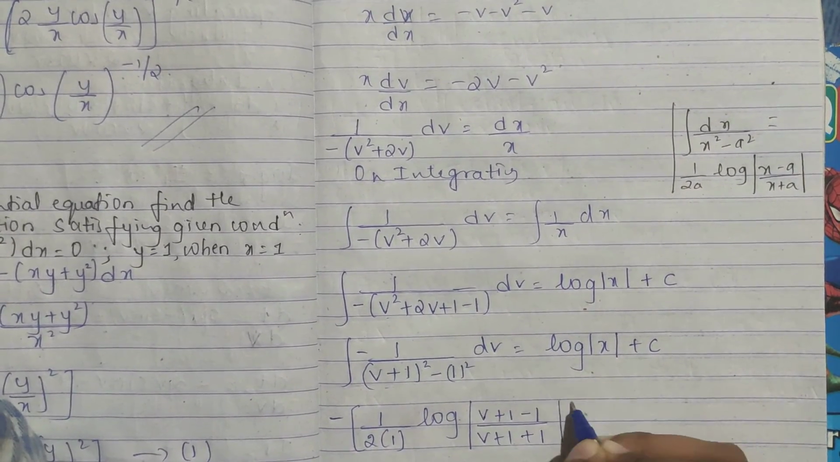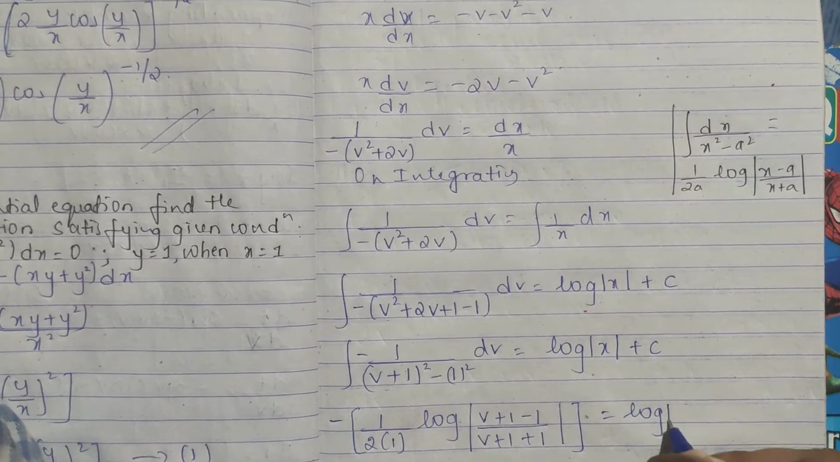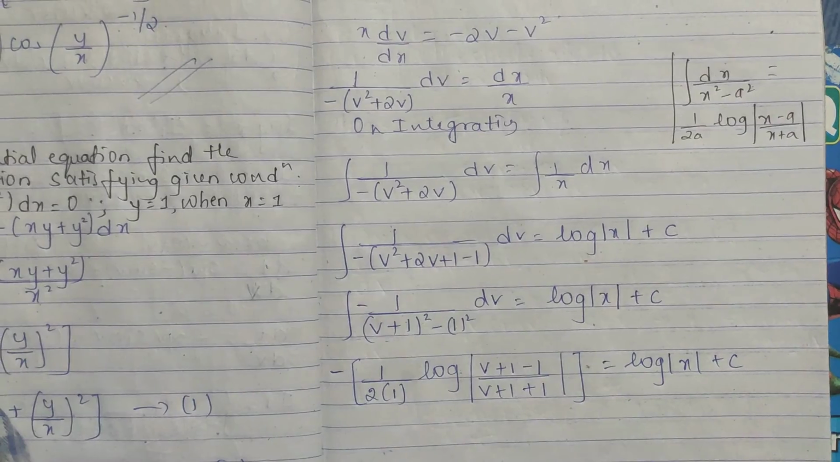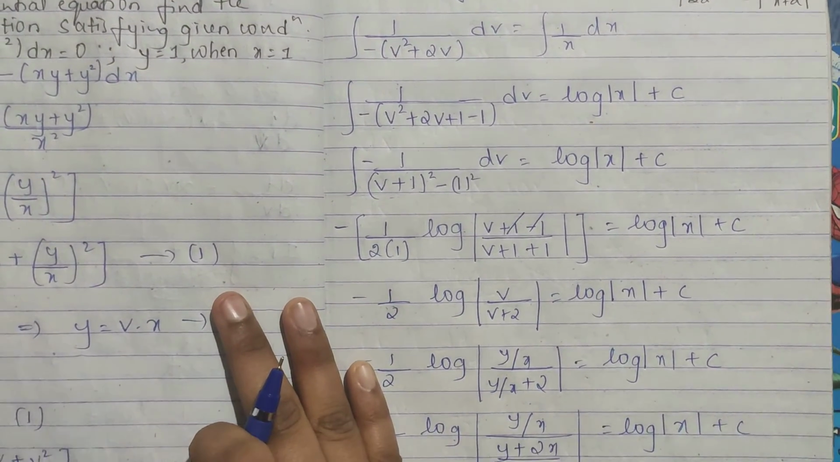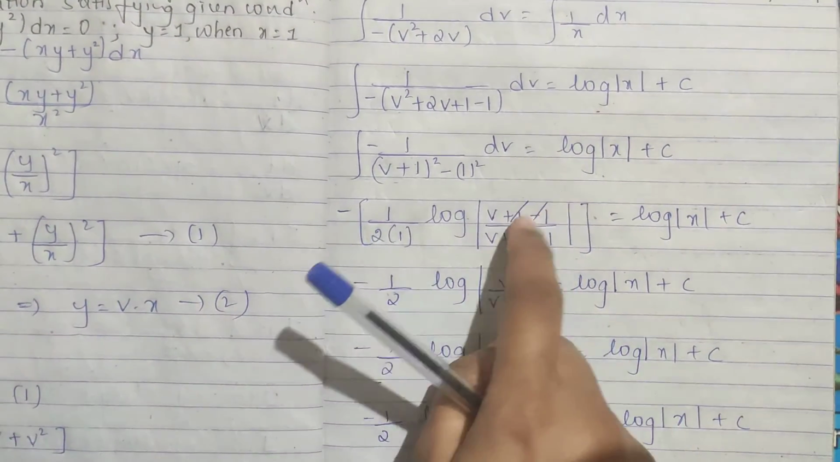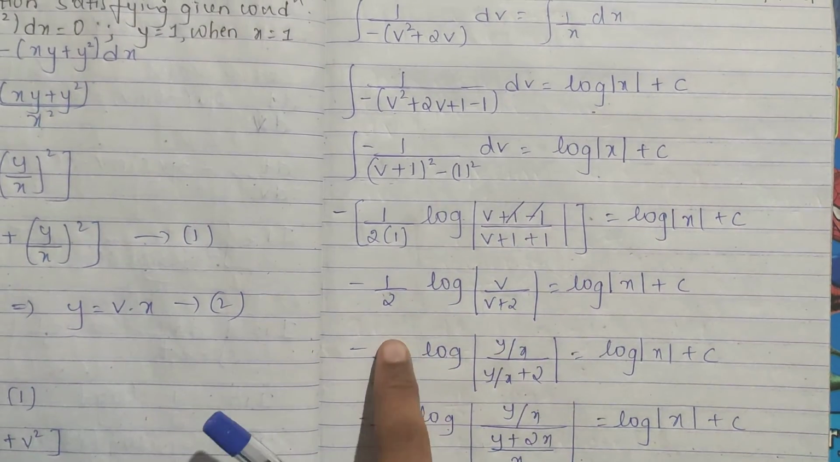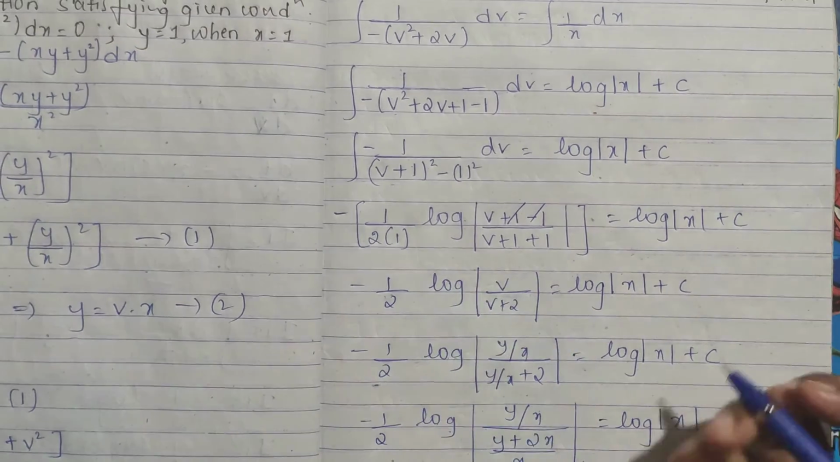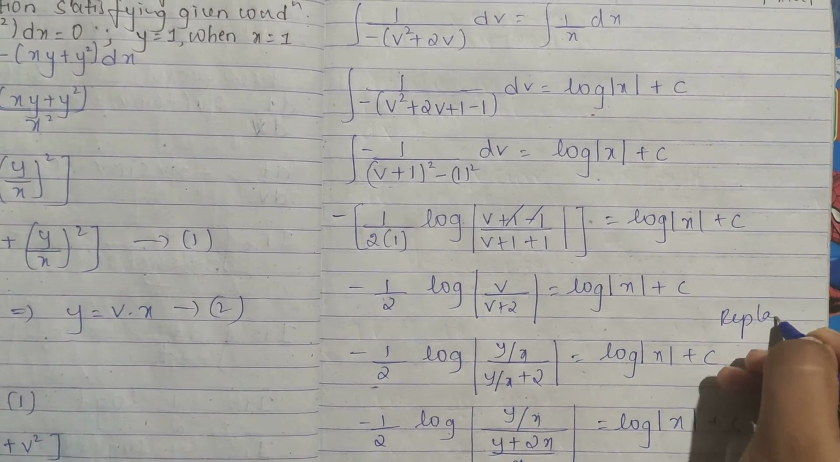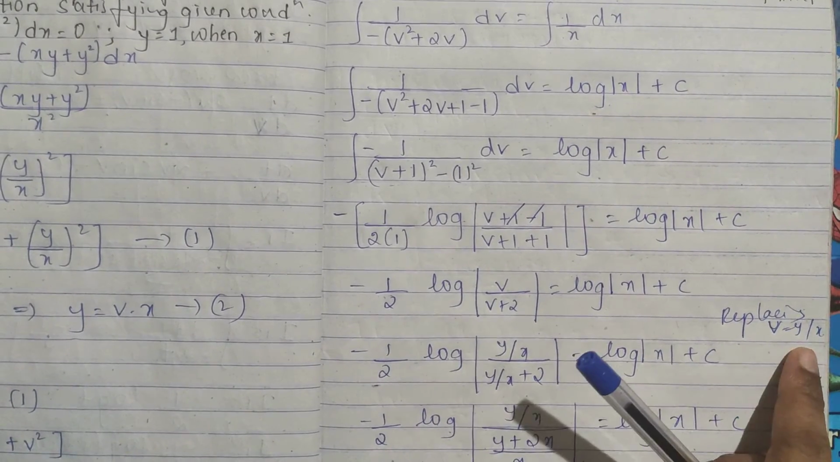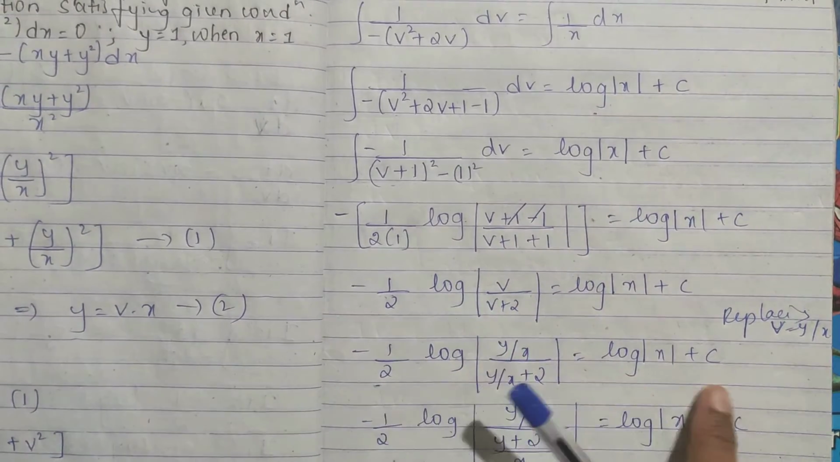I hope you understood how you have to do. These problems are a bit lengthy, okay. So see, plus 1 minus 1 gets cancelled, it will be v plus 1 plus 1, it is 2. So as it is, now replacing your v by y by x, okay, this is your major part, replacing v is equal to y by x. Don't forget to mention this. So replace wherever v it is, y by x.